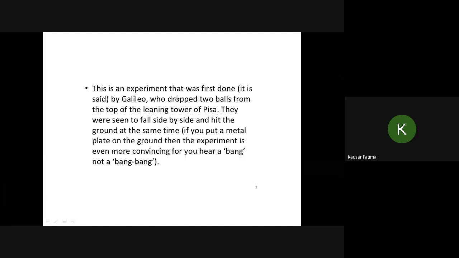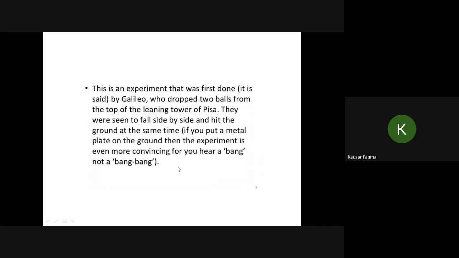This is an experiment that was first done, it is said, by Galileo, who dropped two balls from the top of the Leaning Tower of Pisa. They were seen to fall side by side and hit the ground at the same time. If you put a metal plate on the ground, then the experiment is even more convincing, for you hear a bang, not a bang bang, because both the balls will hit the ground at the same time. It means one bang will be heard, not two.